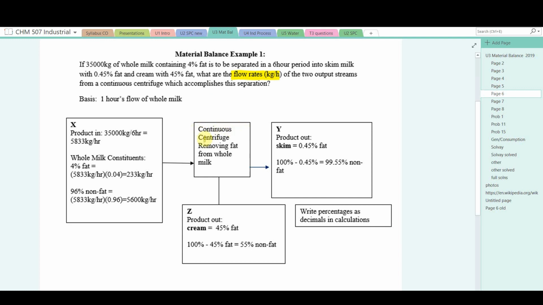Here's the centrifuge in the middle. We have the whole milk going in, and we have two products coming out. We have skim milk and we have cream. And then this person has put the various information into the boxes and worked out what they could. Now I'm going to walk you through the way I would approach this.